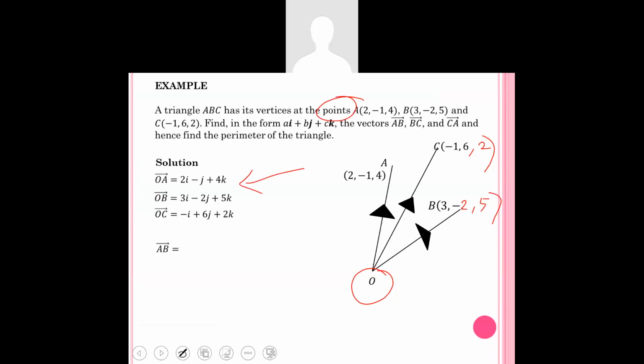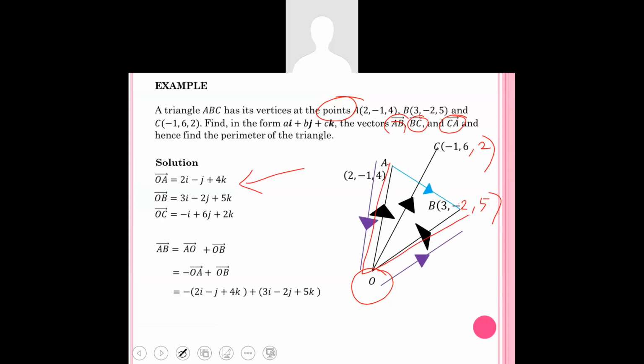So once we have the position vectors, we can definitely look for our vectors AB, BC, and CA. So how do we do that? It's a triangle representing AB, BC, and CA. To get from A to B, we know AO and we know OB, right? So AB is AO plus OB. So we put in the vectors, and we should be able to obtain AB.